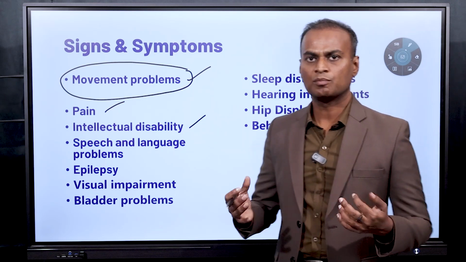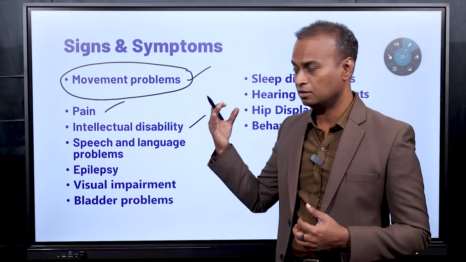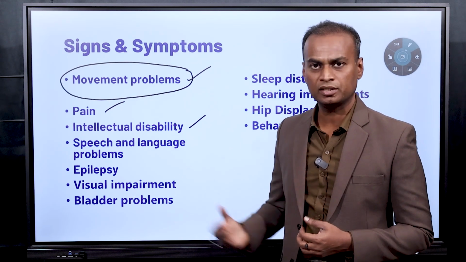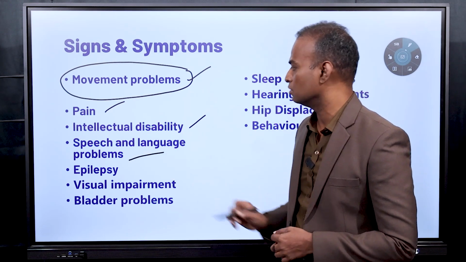Intellectual disability. Some of them are not so intelligent. There are different types of intelligence, and the intelligence may be reduced or completely diminished in some of the patients due to brain damage.